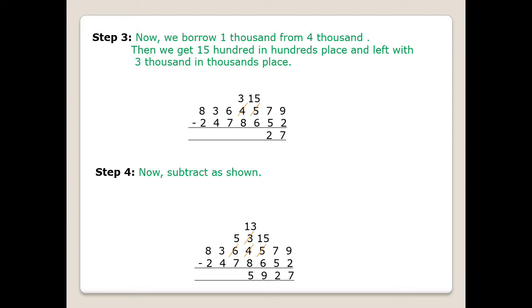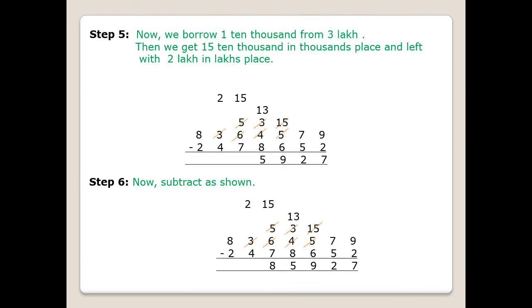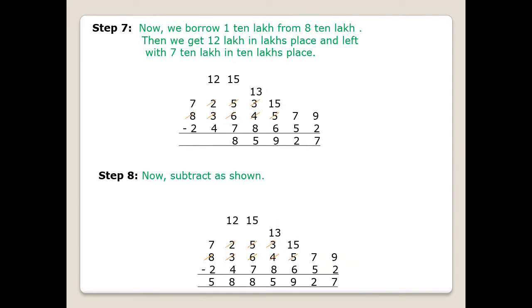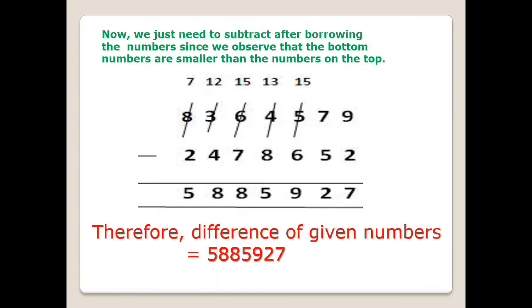So we just take the borrow. When we borrow from 4, we get 15 in the hundreds place. So we get 1500, and it's easier to subtract 6 from 1500. So now subtract as shown. When we subtract 6 from 15, we get 9. Now the next step is, we have to borrow again from the next column in order to do the subtraction. Just look over here and try to understand.